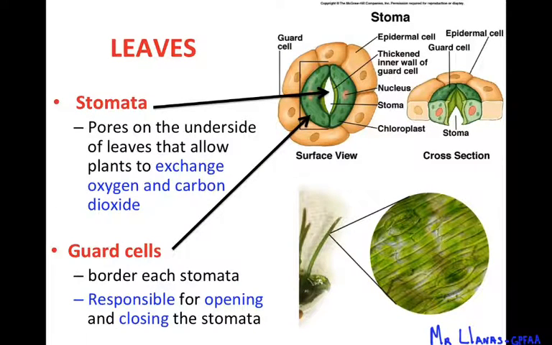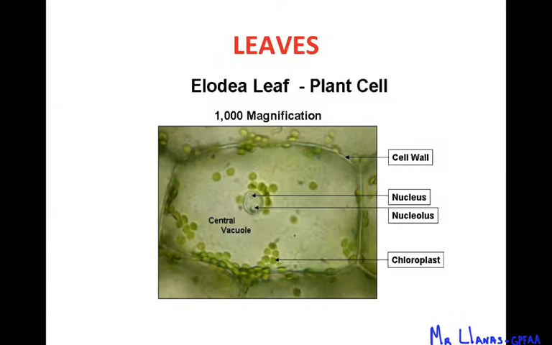Okay, and the stomata is there to exchange gases, as well as to release some of the water, which evaporates because of the heat. And most of the stomata are going to be on the underside. Some might be on the top of the leaf, but most of them are going to be on the underside.